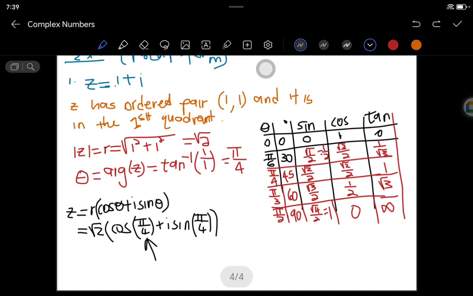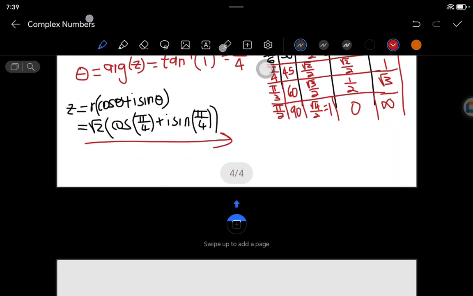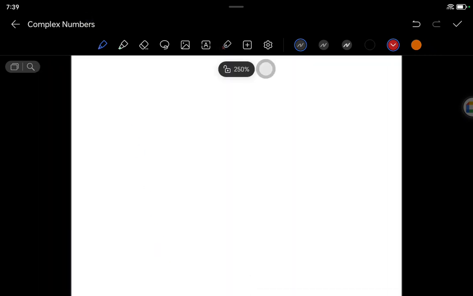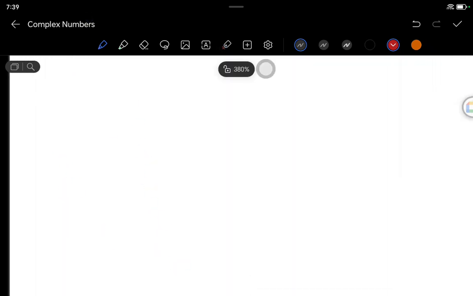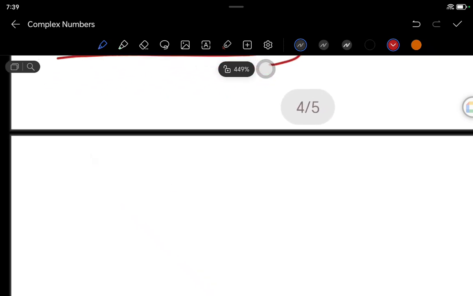Now let's do another one and check. So our aim is to put this thing in this format. This is our polar form. So the second question that we had, I remember it was 1 minus I, right? So let me go to 1 minus I, it was B. B was Z is equals to 1 minus I.